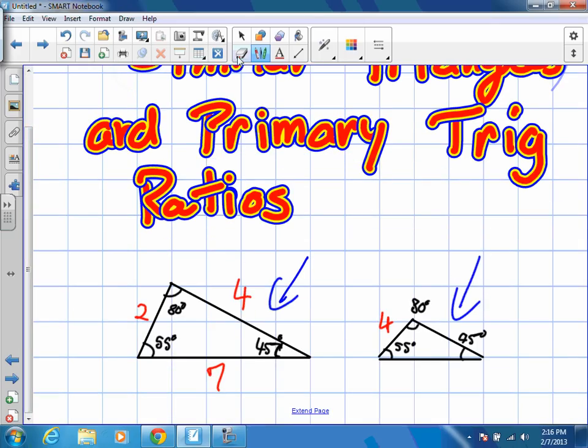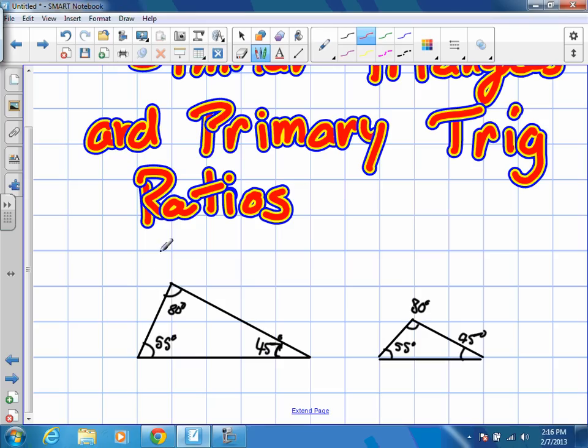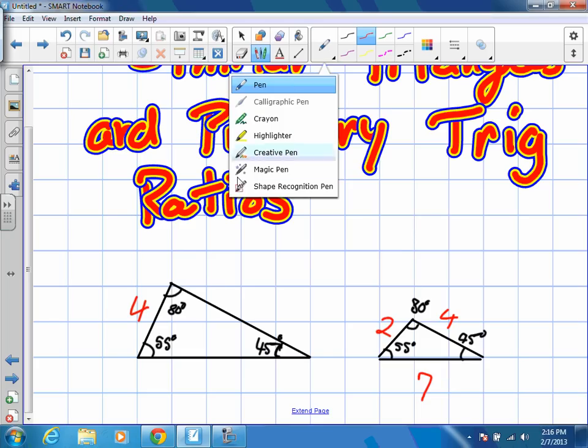Oh, I've written them backwards though. Actually, no problem. Let's just fix that. What number is this? This is just made up. This one, 4, 2, 4, 7.